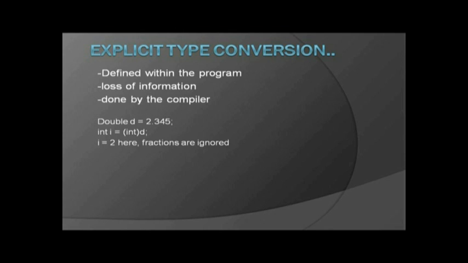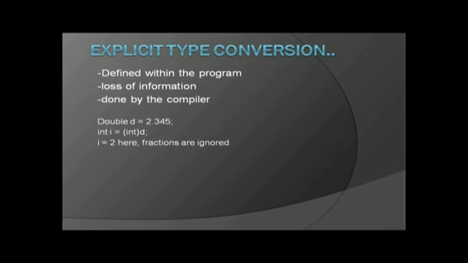Explicit type conversion is also called explicit narrowing conversion or typecasting. The conversion is defined within the program. Information will be lost in this type of conversion, and the conversion is done by the compiler. You can see when converting from a double to an integer, the fraction parts are ignored.